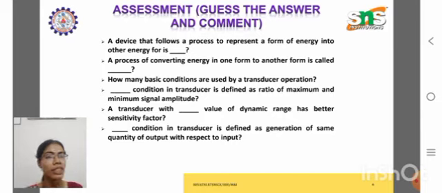The next question is, how many basic conditions are used by a transducer operation? The next question is, the condition in transducer is defined as the ratio of maximum and minimum signal amplitude. A transducer with a high value of dynamic range has better sensitivity factor. The condition in transducer is defined as generation of the same quantity of output with respect to input. This is a small assessment. Guess the answers and comment in the comment section.